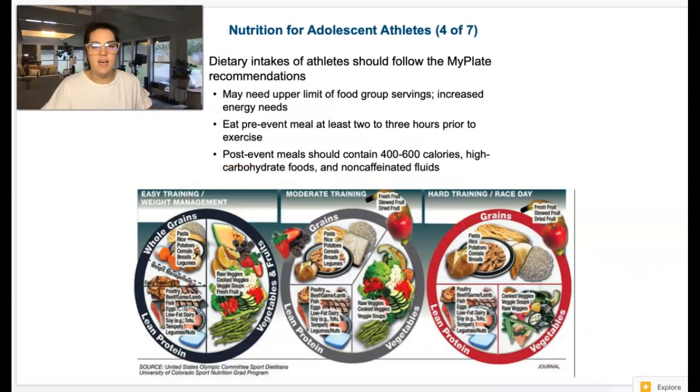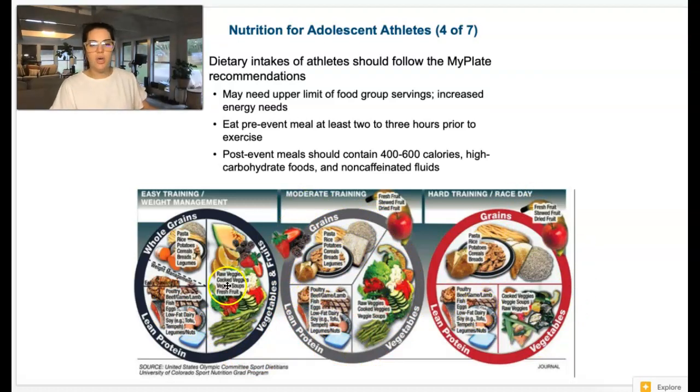So I like to show this. This is the MyPlate that is tailored to the athlete, depending on not just their sport, but also what type of training they're doing that day, or if it's a competition day. We know that athletes are going to have higher energy needs, and we should have pre-event meals and post-event meals to help replace some of the nutrients and fluid that were lost. You can see here how the plate is going to change from an easy training day to a moderate training day, and then to a hard training day or race day.